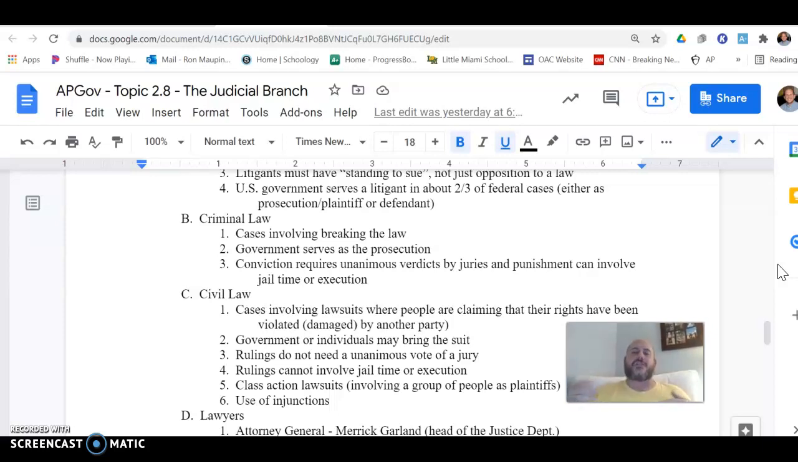A class action lawsuit is a large group of people all suing the same person or institution for the same reasons. To save time and legal fees, they agree to lump all these together, and it creates kind of a mega lawsuit.